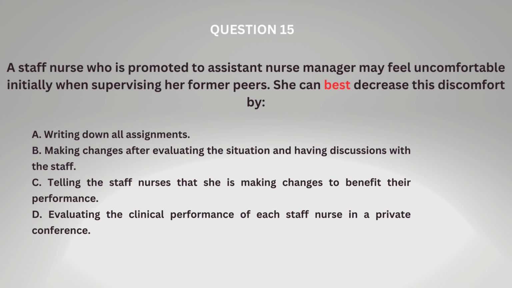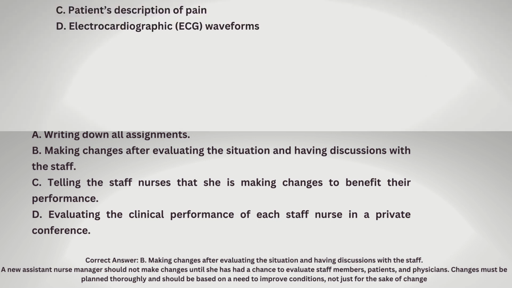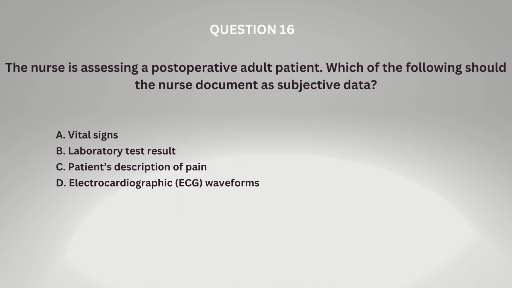The correct answer is B. Making changes after evaluating the situation and having discussions with the staff. A new assistant nurse manager should not make changes until she has had a chance to evaluate staff members, patients, and physicians. Changes must be planned thoroughly and should be based on a need to improve conditions, not just for the sake of change. The nurse is assessing a post-operative adult patient.